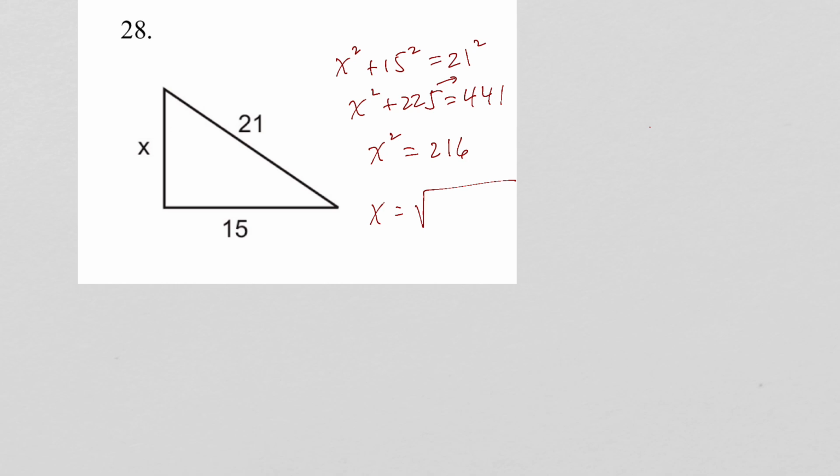And 216 is 6 times 36, and you could have done a factor tree to get to that. But anyway, I'll take the square root and I'll get 6. So x is equal to 6 root 6.